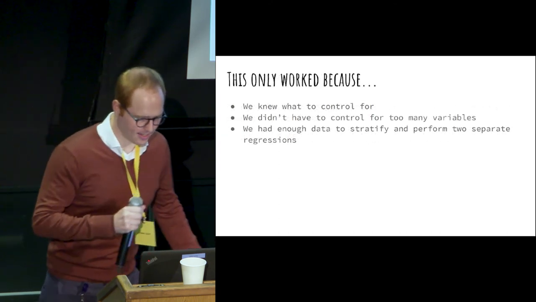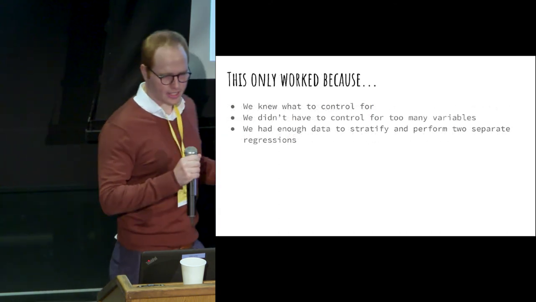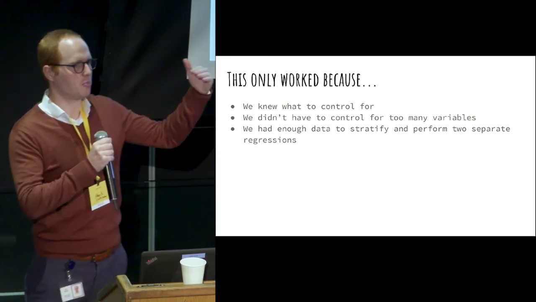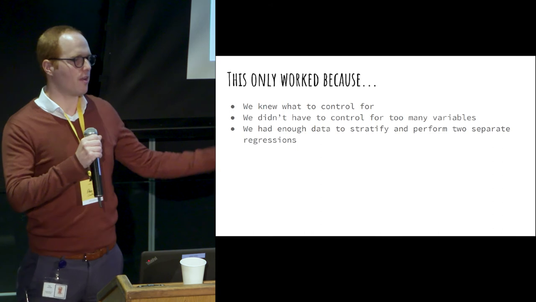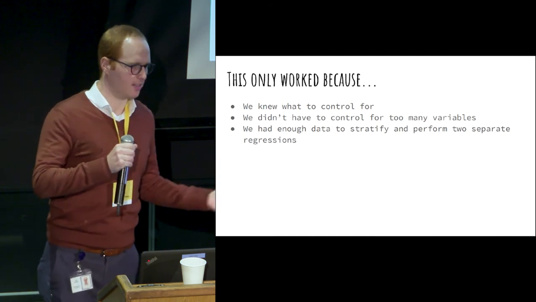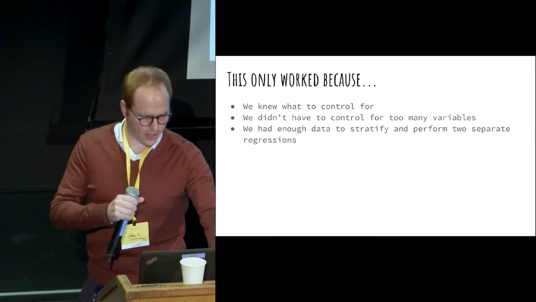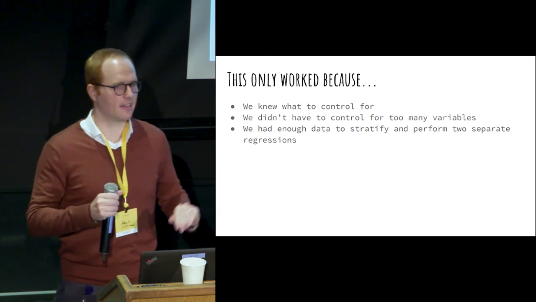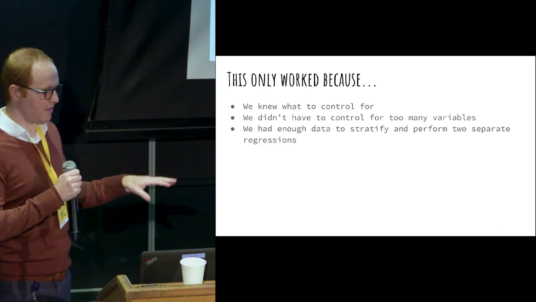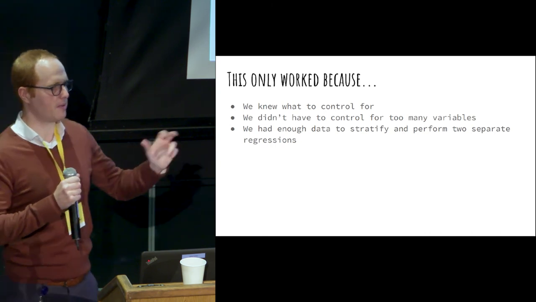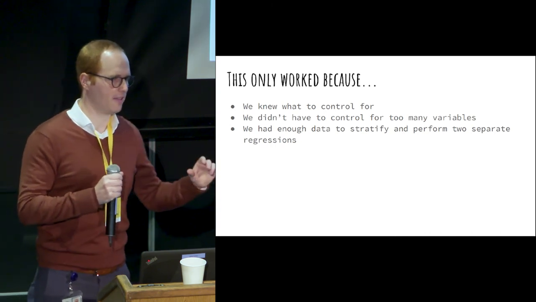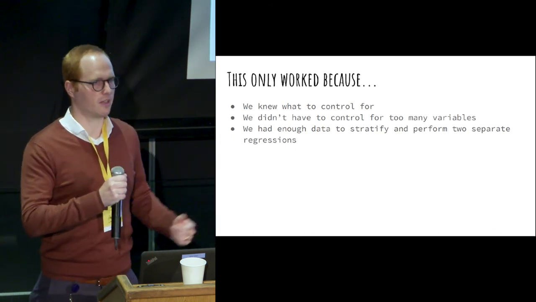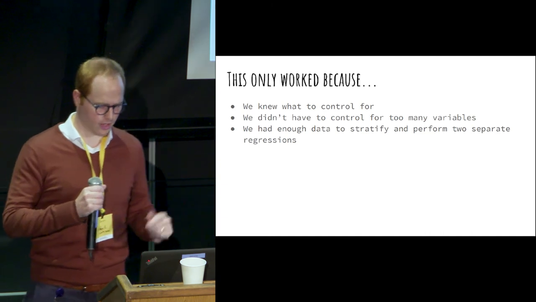Cool. Perfect. This worked because we knew what to control for. We didn't have to control for too many variables, so we could split them up into two different groups. If it were 1,000 groups, we wouldn't have enough data points to do that kind of splitting. We had enough data to stratify and perform two separate regressions. This is not a statistically efficient approach because we're using two separate models, each fit on some subset of the data, and there are better ways to tackle the problem. But this is a good one just to illustrate that this kind of stratification works.